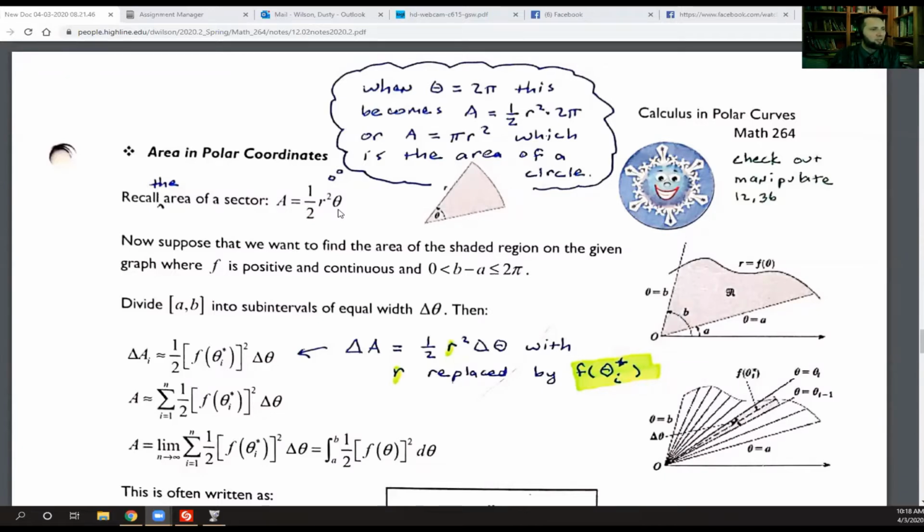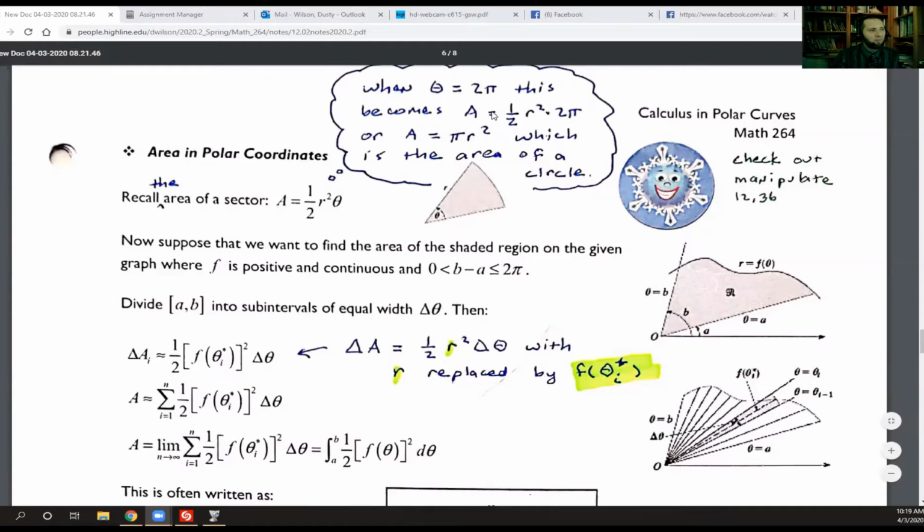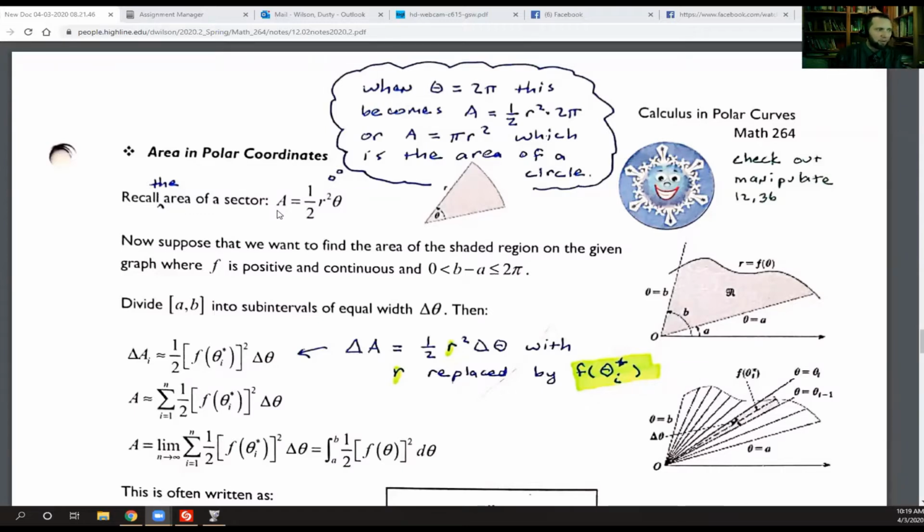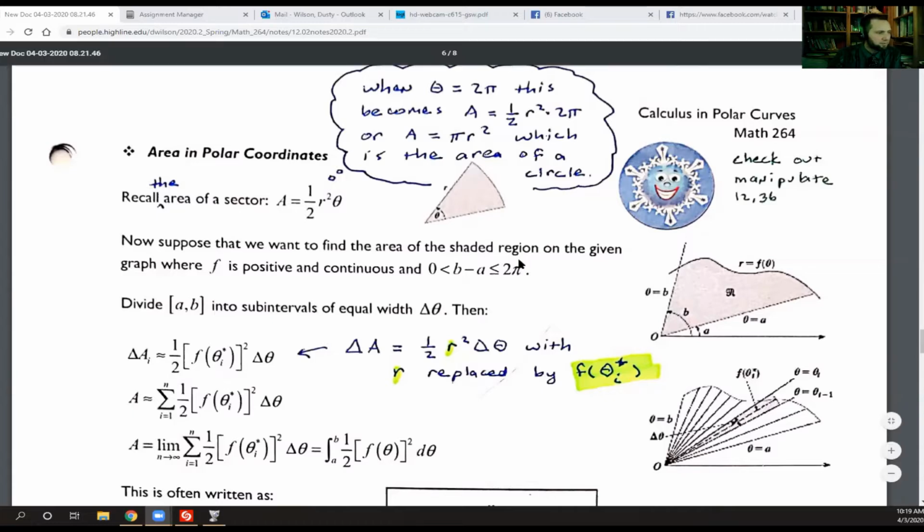And so for me, I just remember this by remembering that the area of a circle is pi r squared. This would be what happens if your theta was equal to 2 pi, going all the way around. And so the area of the sector is just proportional to the area of a full circle. So don't think about it as magical. It's something that you know. It's something that you could all figure out.